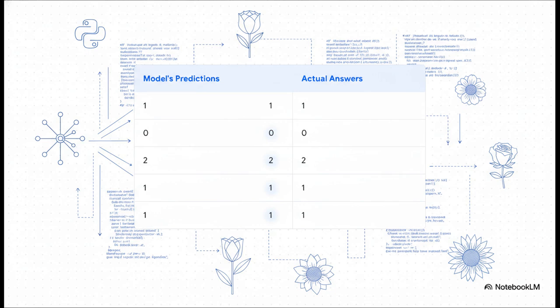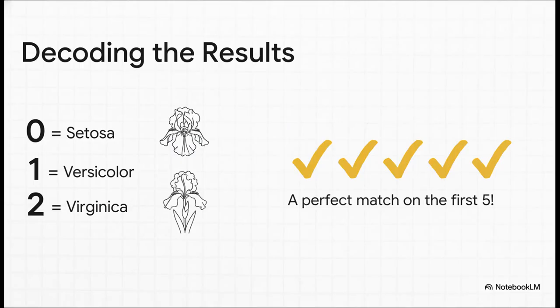And here we go, the results for the first 5 flowers on the test. In the left column, that's what our model guessed. And on the right, that's the real answer. And just look at that. 1 for 1, 0 for 0, 2 for 2, it's a perfect match. That is awesome! So what do those numbers even mean? Well, a 1 is a versicolor, 0 is a setosa, and 2 is a virginica. So our model correctly identified a versicolor, then a setosa, then a virginica, then 2 more versicolors, spot on every single time. It's passing this exam with flying colors.